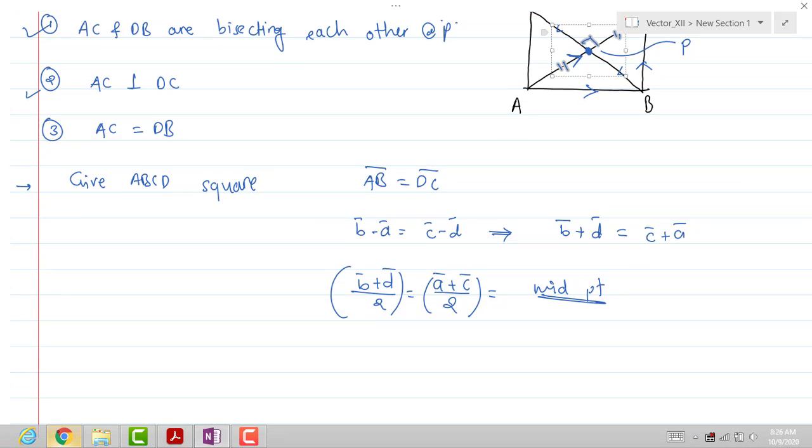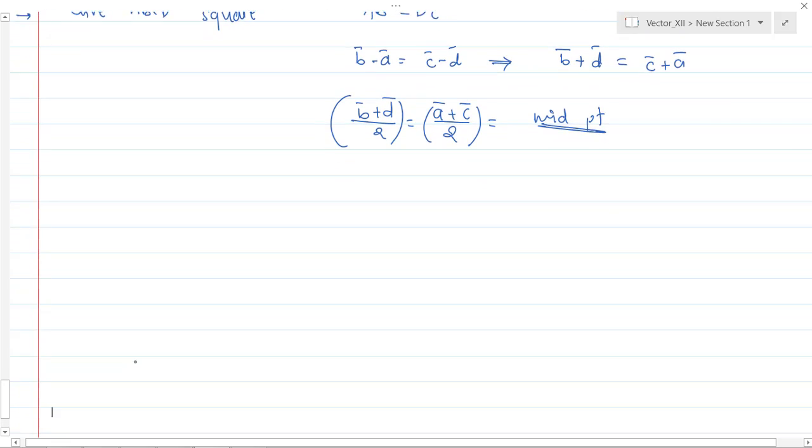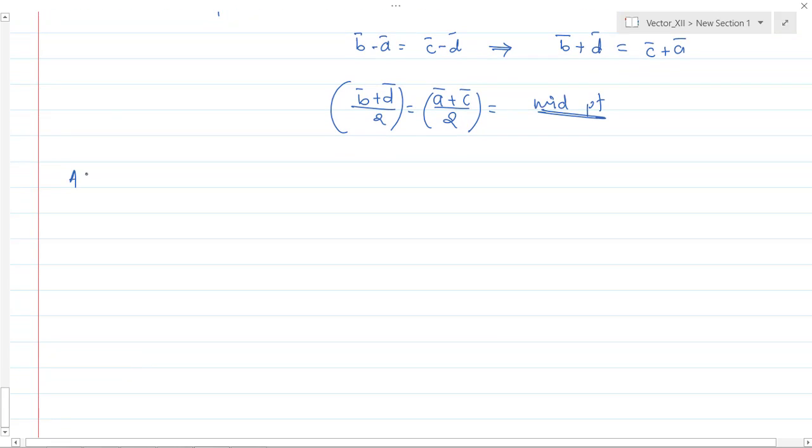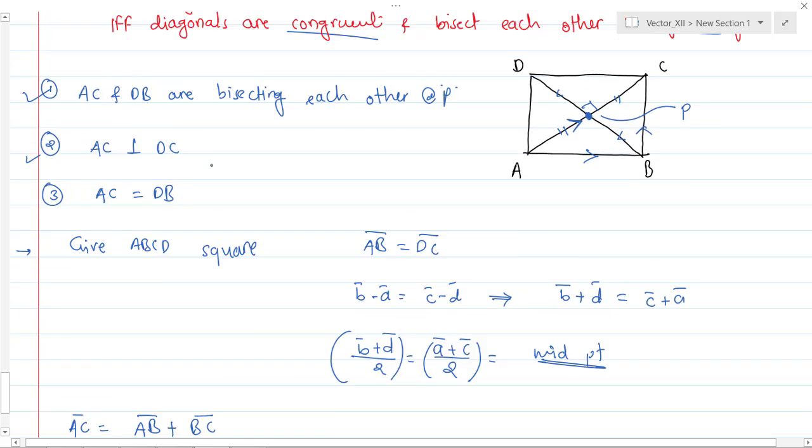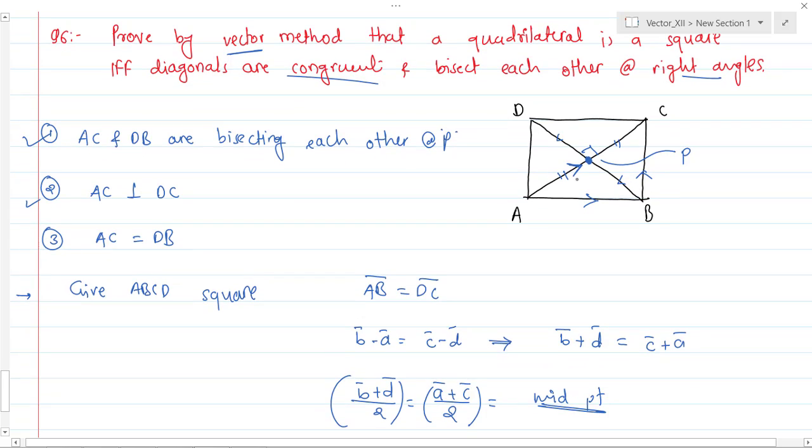Okay, let me write that down. So AC bar is equal to AB bar plus BC bar. This is what we have as AC bar. Now, what about the DB bar? AC should be perpendicular to DB.